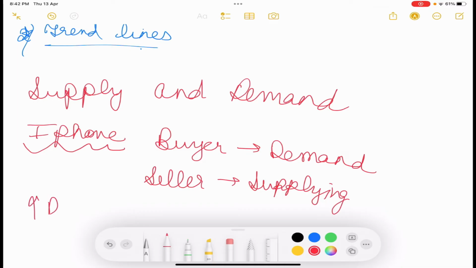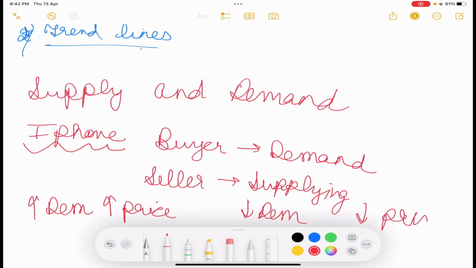The more the demand, the higher the price. The less the demand, the lower the price. Isn't this very logical? If there is a lot of demand for the iPhone, I can keep high prices because people are demanding it, so they might as well pay for it. But if people are not buying my goods, then I have to reduce my prices in order to attract the customers.